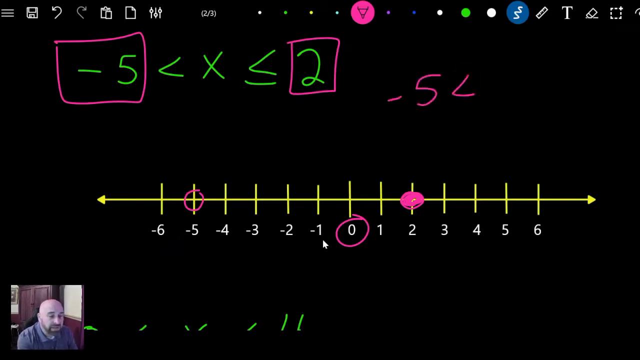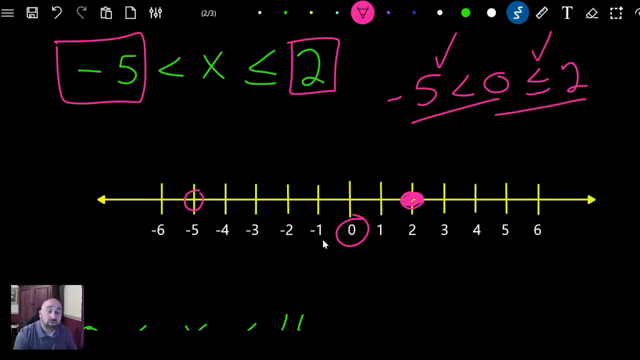-5 is less than 0, and 0 is less than or equal to 2. So just read it. Is it true? Is -5 less than 0? Yes. Is 0 less than or equal to 2? Yes. So 0 works, right? So what would we do here in the middle? We would color in the middle, right? So everything in this middle area works.